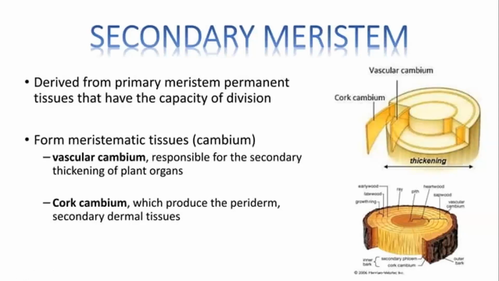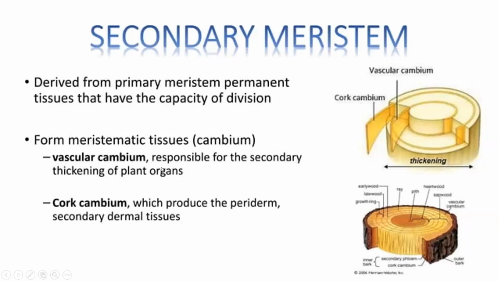But these secondary meristems become active and undergo division only during secondary growth, by taking the signals. In other cases, they cannot divide, so they form the meristematic tissues.